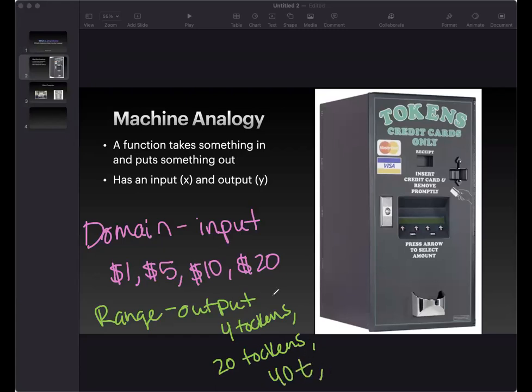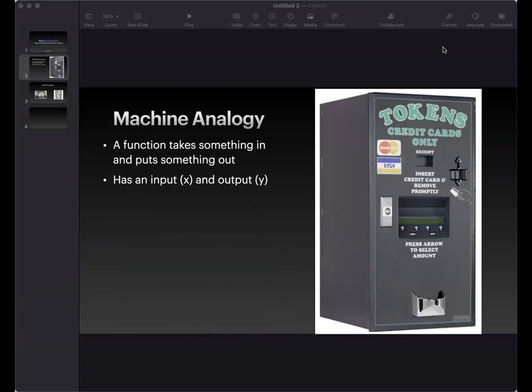I'm just going to write a T for token. And if we put in 20, we would get 80 tokens out. So that would be considered the range of our token machine. And again, the domain would be here in pink. It would be these dollar bill values there. Okay, so now let's go on to our other machines and find the domain and range of those.